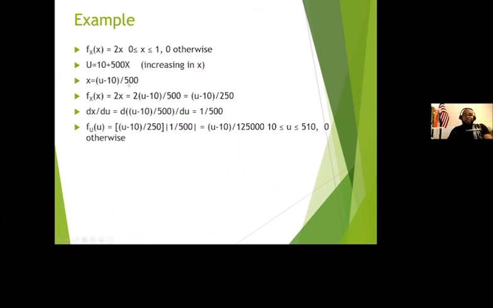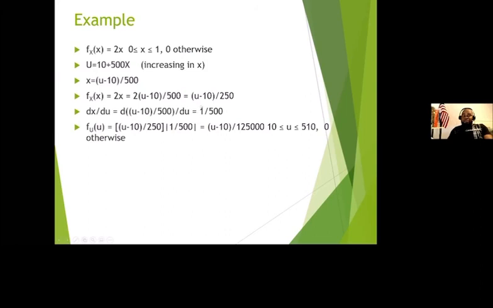Then you need to come back here. What is dx du? Dx du is going to give you 1 over 500, right? Take a look at that. Then you're now going to use 1 over 500, which is the Jacobian here. But don't forget, in case you get a negative, you have to take the absolute value of that.